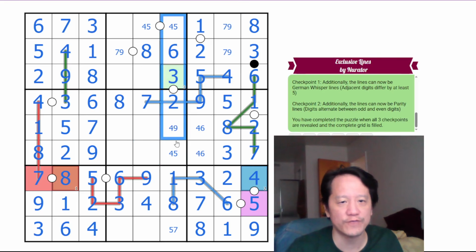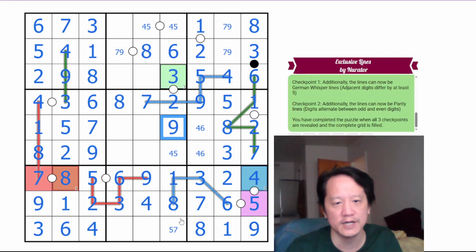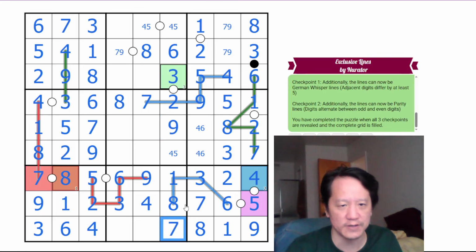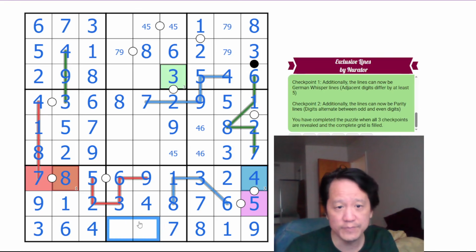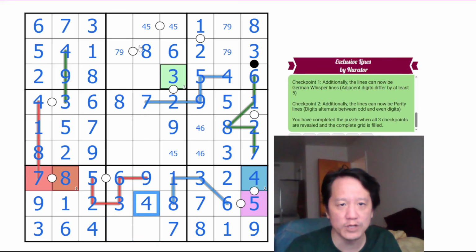We now have a 4-5 pair in column 6, which eliminates 4-5 in the rest of the column. So this can't be 4, it's 9. This can't be 5, it's 7. Remaining digits in row 9 are 2 and 5. So this 4 eliminates 4 here. So this is 5, which makes that 4, which makes this 5. That 5 eliminates 5 here, so that's 2 and 5 there.